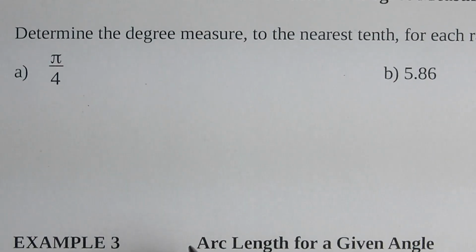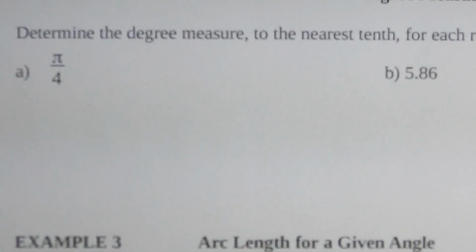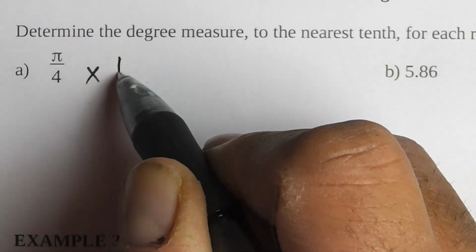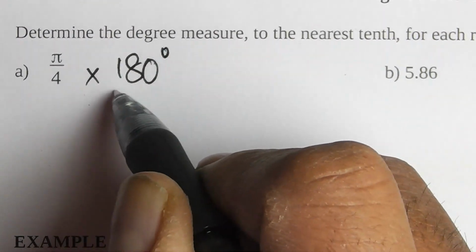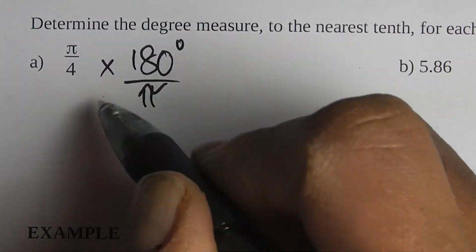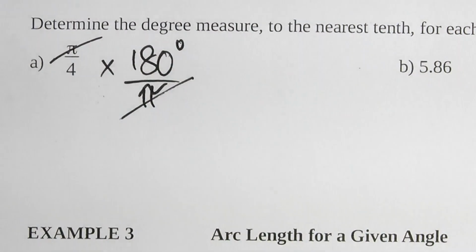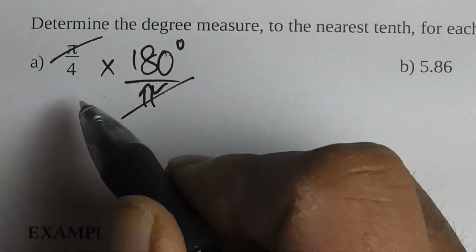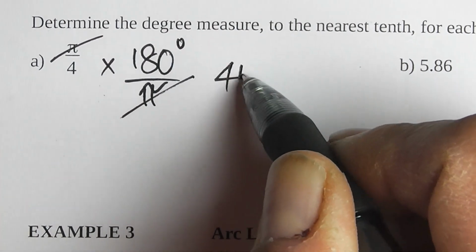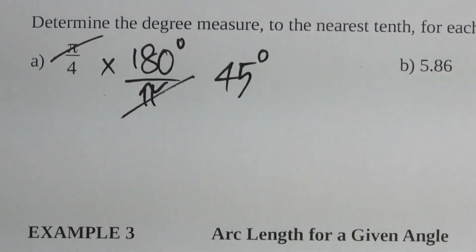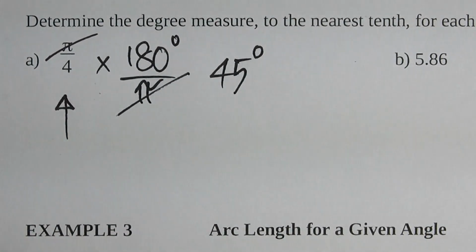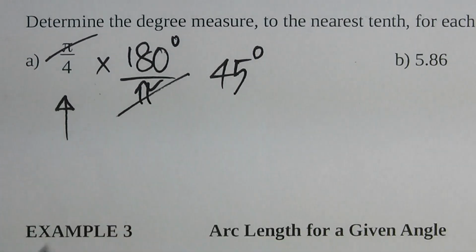So the next thing we want to do is go from radians to degrees. So our conversion factor is 180 degrees over pi. And so what's going to happen is the pi cancels on the top and the bottom. 4 divides into 180 45 times. This is a special angle, pi over 4. In a few days you should automatically recognize that pi over 4 is 45 degrees.